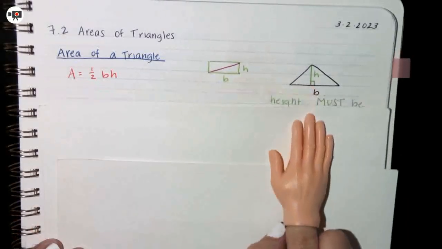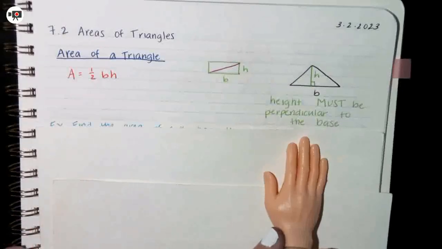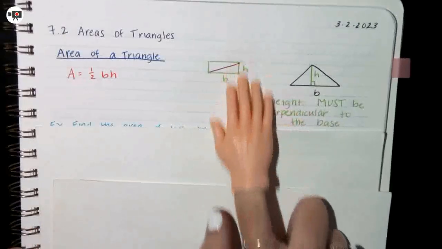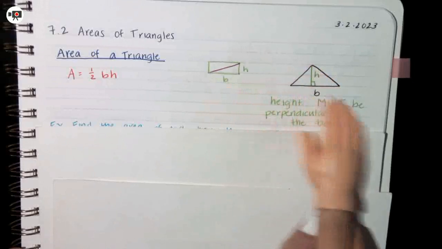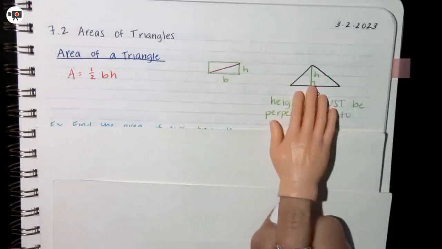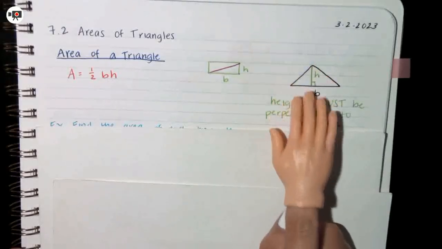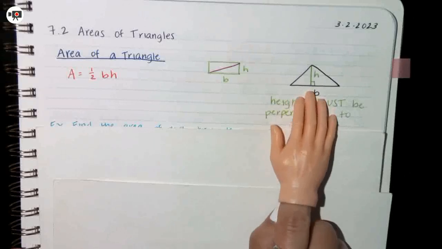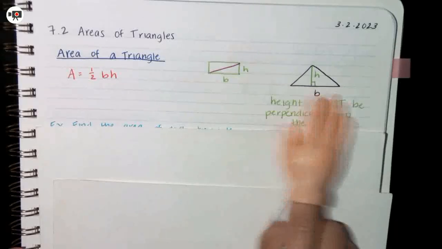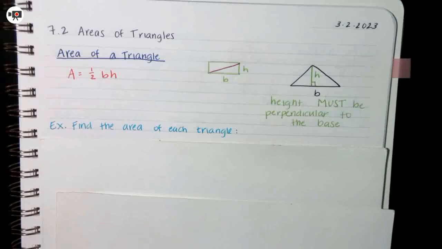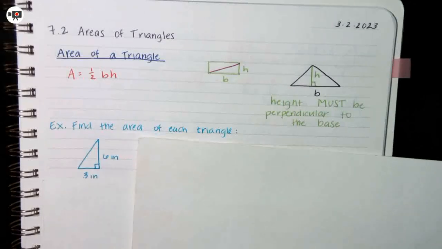The height always has to be perpendicular to the base. So if it's a right triangle, it's the side. If it's this other looking triangle, the height has to go down the middle. It has to have that little box to show that it is perpendicular to the base. So we're going to find the area of each of these triangles.